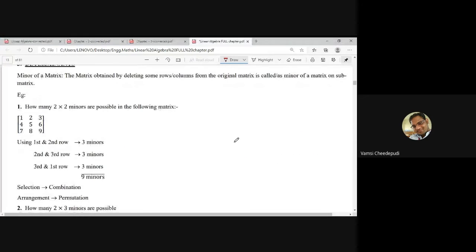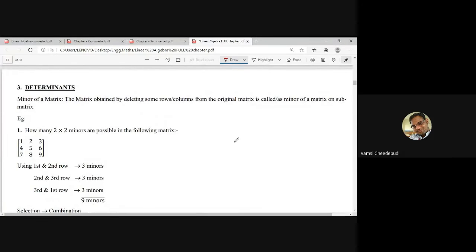Okay, my dear students. Now we can enter into a very, very important concept, that is determinants. Before going to the actual definition of the determinant, let us discuss minor first. What is a minor of a matrix? I am not talking about the minor of an element. I am talking about the minor of a matrix. What is a minor of a matrix?